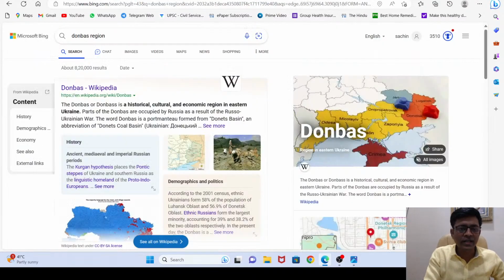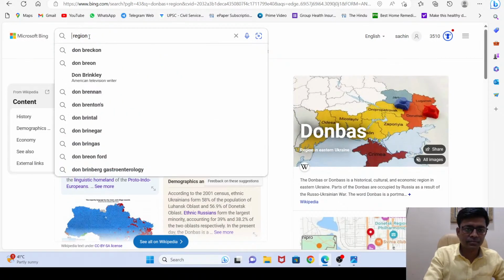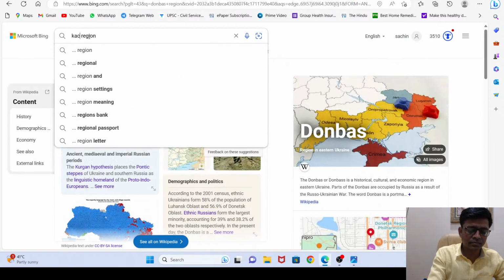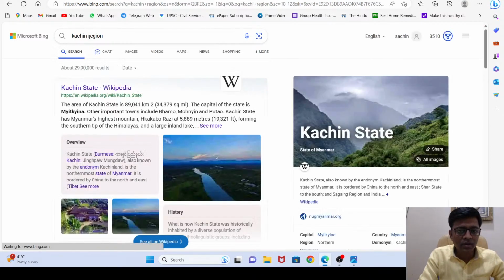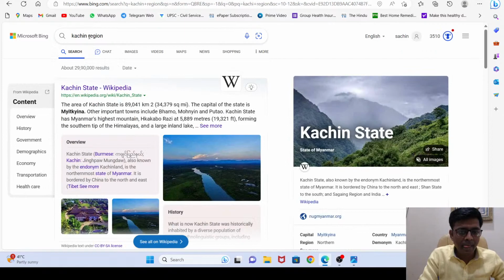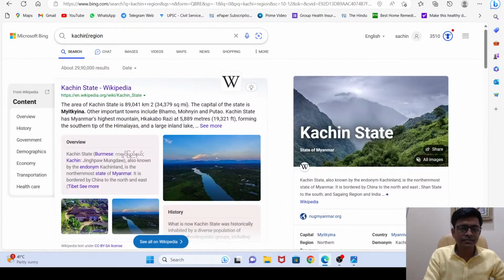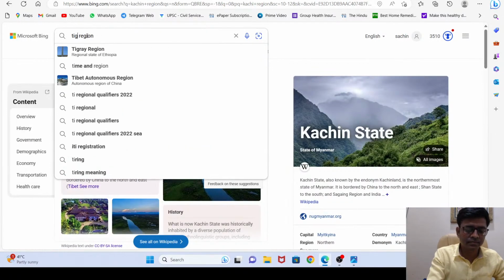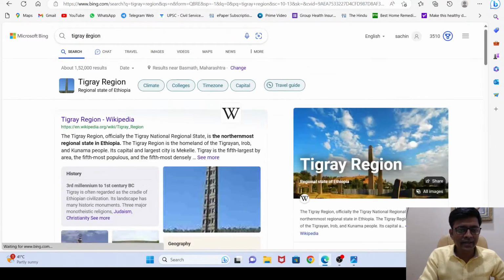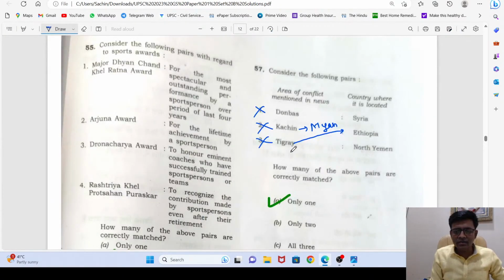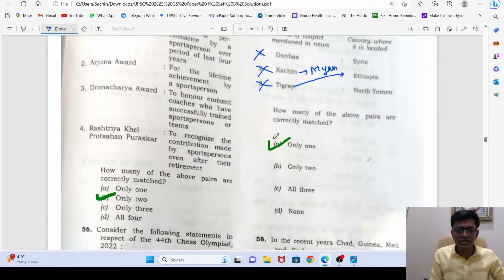Then we will check out Kachin region. Yes, it is in Myanmar. So second is also not correct. We will check out Tigray. It is in Ethiopia. So none is correct now. None is correctly matched here. A wrong answer is given. Answer should be D, none. Donbass is in Ukraine, Kachin is in Myanmar, and Tigray is in Ethiopia. How many of the above pairs are correctly matched? The answer is D. None are correctly matched.